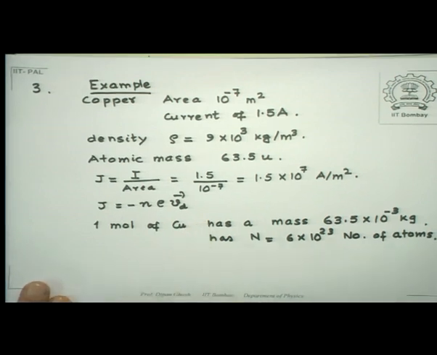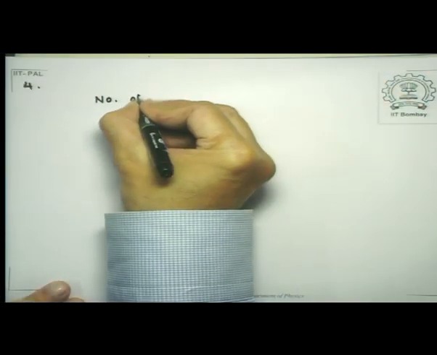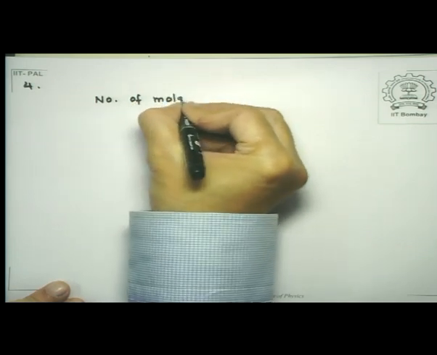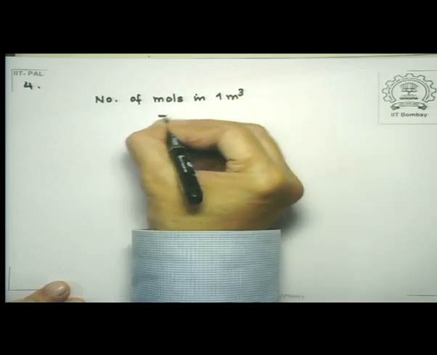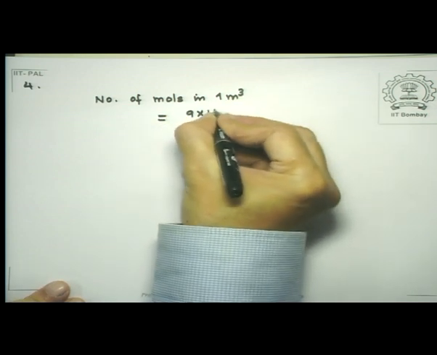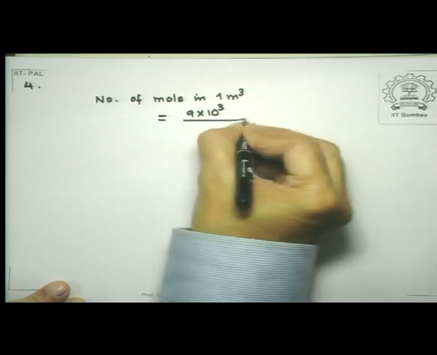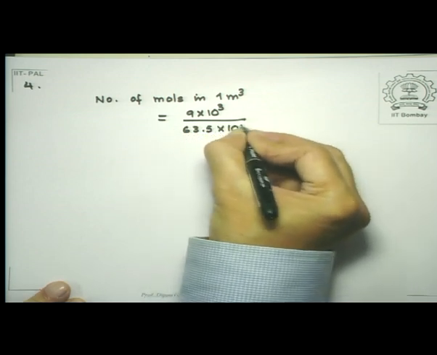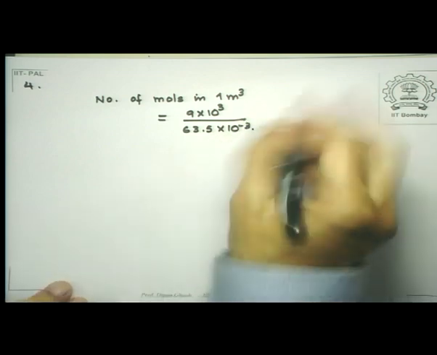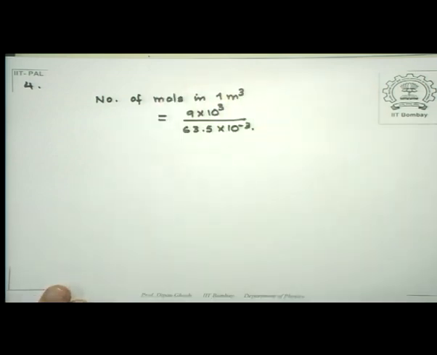With this data, I can immediately find out how many moles there are in 1 meter cube. So the number of moles in 1 meter cube is 9 into 10 to the power 3 kg divided by 63.5 into 10 to the power minus 3. Well, I will calculate everything towards the end.